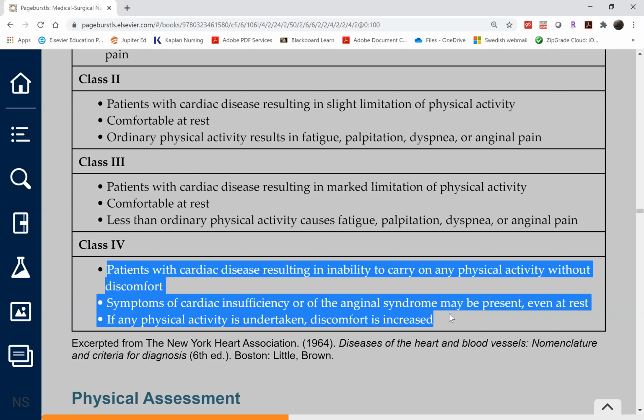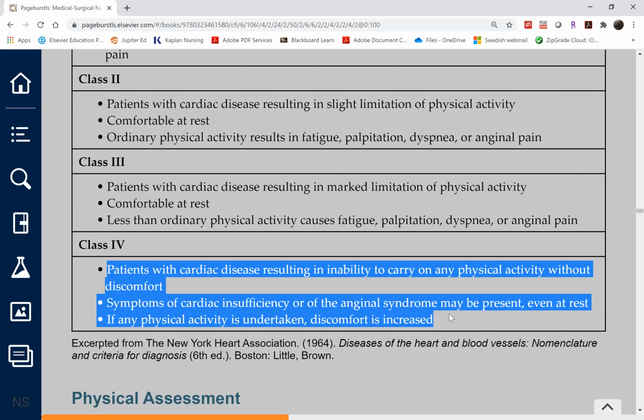Inability to carry on any physical activity without discomfort. I mean, anything. So if they just put their hands up to grab a cup of water, they're already short of breath. They're already having signs of angina. Okay, they're having chest pain. So are these people able to leave the house? No. Going to the bathroom will be a chore here. They can hardly get out of bed without getting really short of breath.